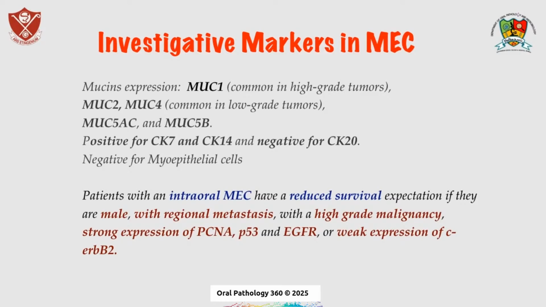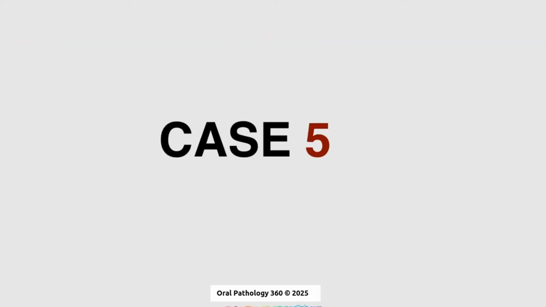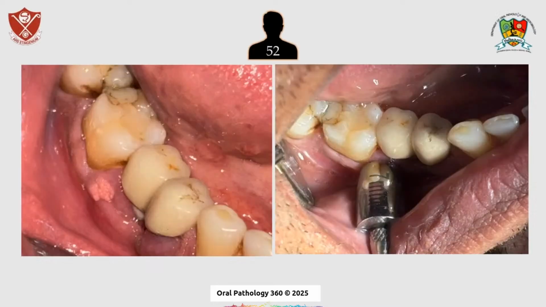Patients with intraoral MEC have a reduced survival expectation, specifically if they are males, have regional metastasis, have a high-grade malignancy on H&E staining, and show strong expression of PCNA, P53, and EGFR, or weak expression of CERB2. So, clear cell lesions can also be seen in a number of salivary gland tumors, and we need to rule them out. Another lesion where you can find clear cells is in verruciform lesions.